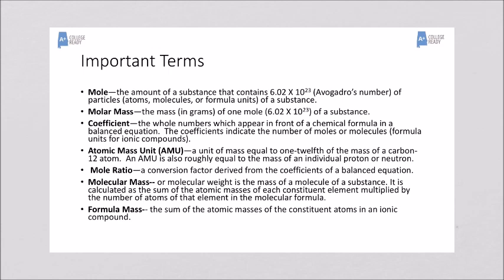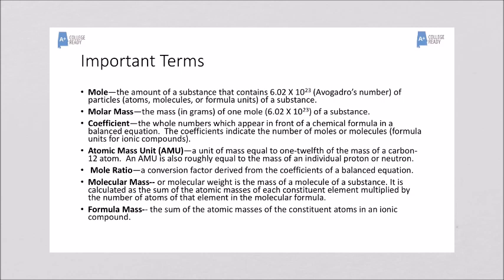The molar mass is the mass, usually measured in grams, of 1 mole of a substance. The coefficients are the numbers that appear in front of a chemical formula in an equation that are used to balance it. They indicate either the number of moles or molecules or formula units in the equation. An atomic mass unit, or AMU, is a unit of mass equal to about 1/12 the mass of a carbon-12 atom. It's also roughly equal to the mass of 1 proton or 1 neutron.